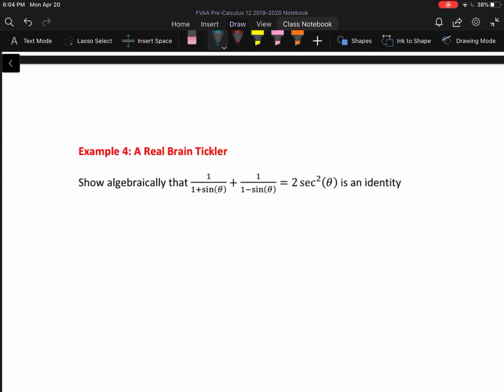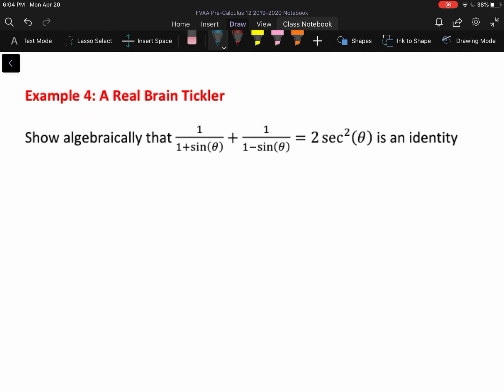And this one is a bit of a challenge. It's a real brain tickler. So I want you guys to pause it and actually try this on your own. Remember the tools that you have, the reciprocal identities, the quotient identities, the Pythagorean identities. Try to use these, try different approaches. You have the whole page to kind of do trial and error with. Give it the old college try and see if you can get it on your own. And then unpause the video and we'll do it together.